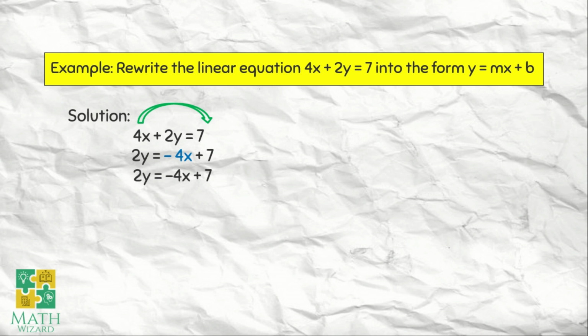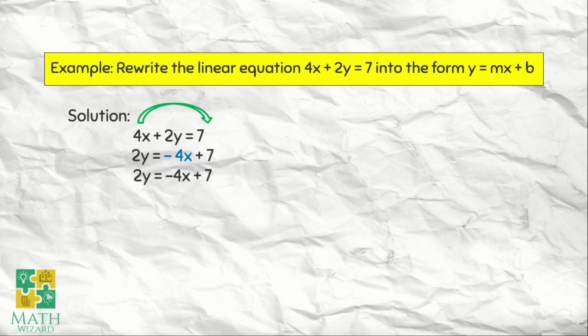Rewrite lang natin. 2y is equal to negative 4x plus 7. Ayan na ba yung final answer natin? Hindi pa. Bakit hindi pa? Sabi sa form, it should be y is equal to mx plus b. Dapat daw, walang coefficient si y. Wala bang coefficient dyan si y? Meron. Ang coefficient ng y dito ay 2.